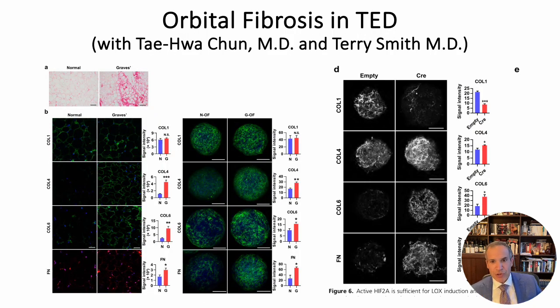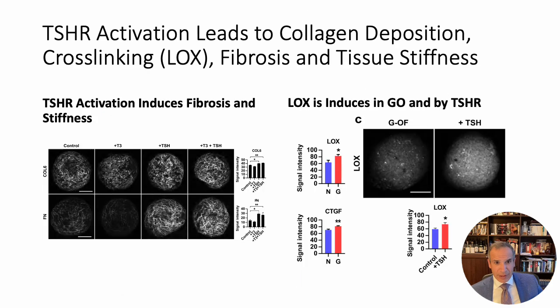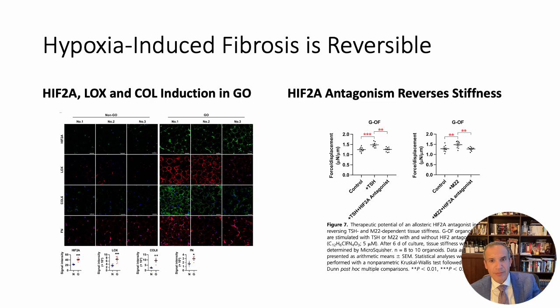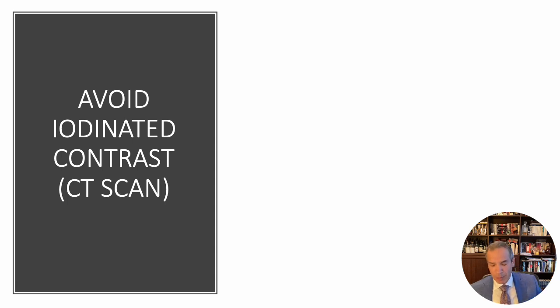This is published work, but to summarize it, just activating HIF2 alpha is sufficient for activating the LOX gene for lysyl oxidase in these tissues. And we can block that cross-linking induced by LOX by reducing TSH receptor activation. So this also brings in the role of the TSH receptor in orbital fibroblasts. When TSH is too high because you're hypothyroid, it actually induces collagen deposition and LOX expression, and it synergizes with hypoxia. By blocking HIF2 alpha, we can actually reverse some of the fibrosis in the in vitro models. This is all published, by the way.